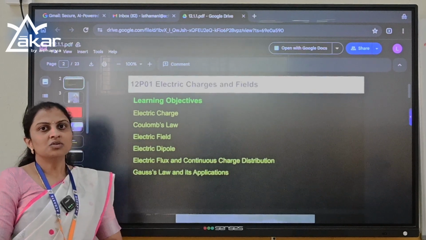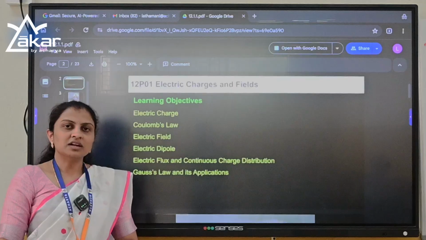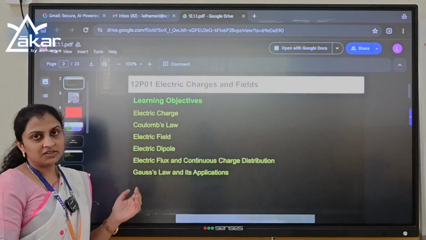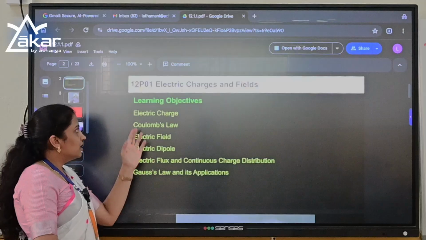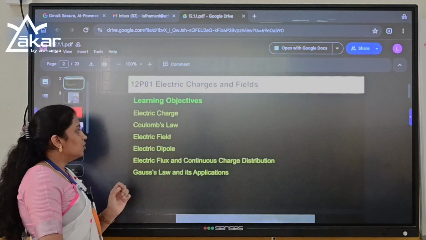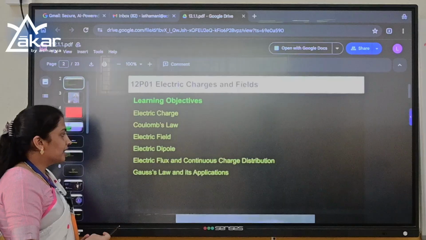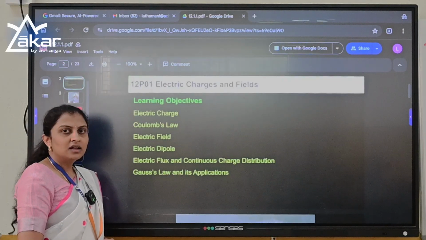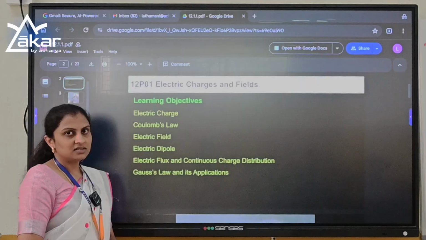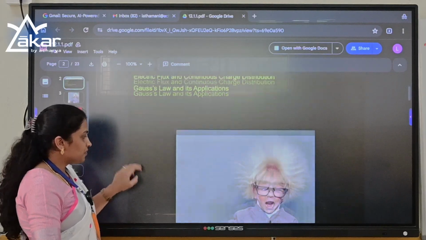Hello everyone. Today we will begin with the second PUC physics, electrostatics. The first chapter is electric charges and fields. The learning objectives from this chapter are electric charge, Coulomb's law, electric field, electric dipole, electric flux and continuous charge distribution, Gauss's law and its application. These are the learning objectives we can learn in this chapter.